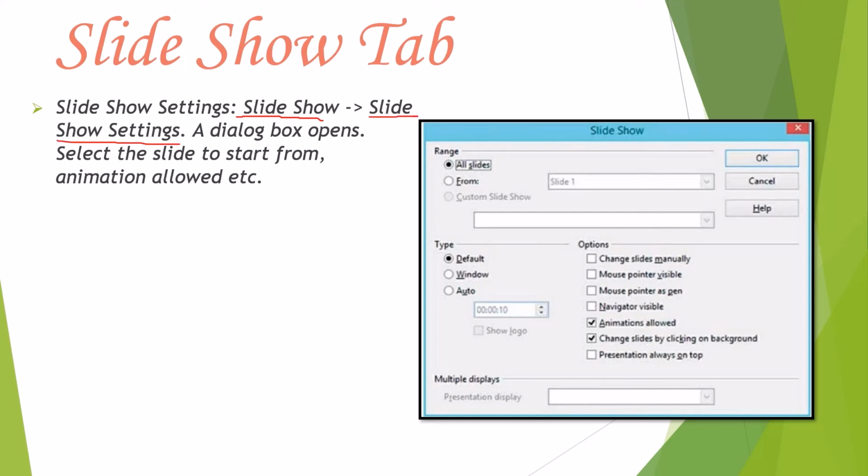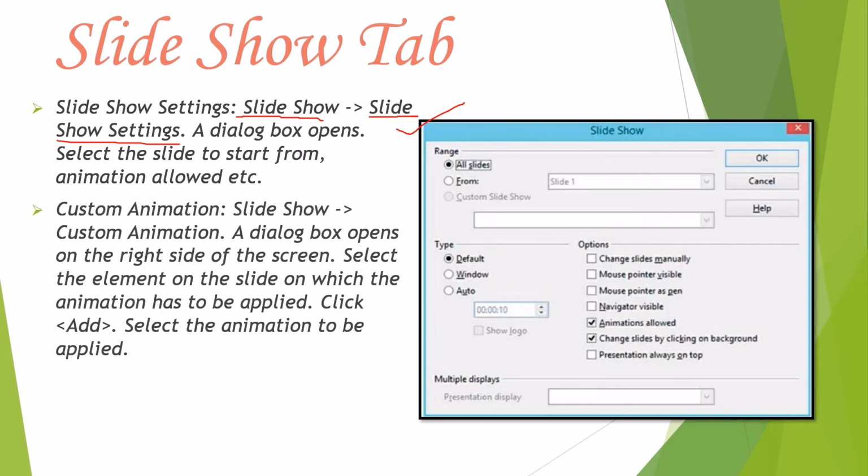Now how to apply custom animation? Again choose the slideshow tab, then choose the option custom animation. Then a dialog box will appear and you have to select the element on the slide on which the animation has to be applied. Then you have to click add and then the animation will be applied on that particular object.